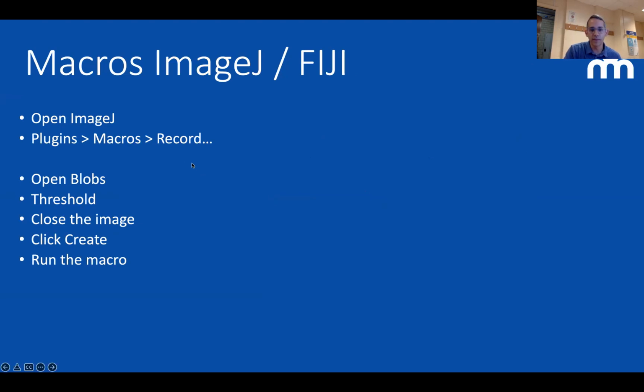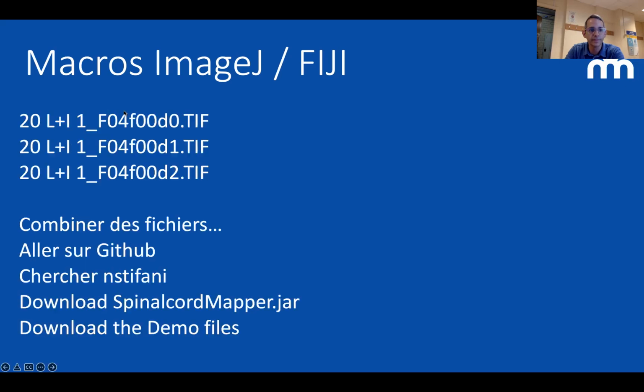One other thing that ImageJ and Fiji can do is record macros. And for most of us, this will be sufficient for doing things automatically. So I'm going to give you the example of how to record a macro, but this is just to give you the basics for programming. So I'm going to go to ImageJ here.